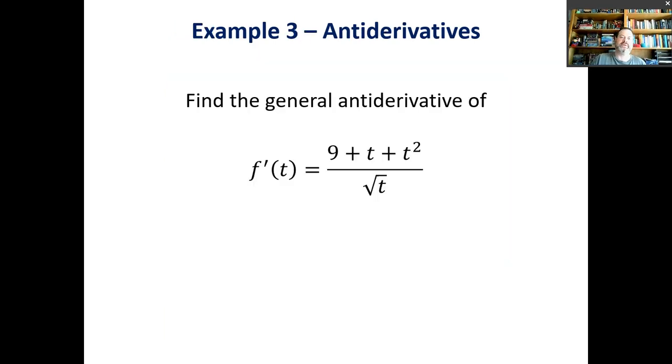So let's do another example. Find the general antiderivative of that horrible looking thing. And you might think, oh, it's quotient rule, because you want to take a derivative, so you think quotient rule. But we don't have a quotient rule for antiderivatives. We only have a power rule.